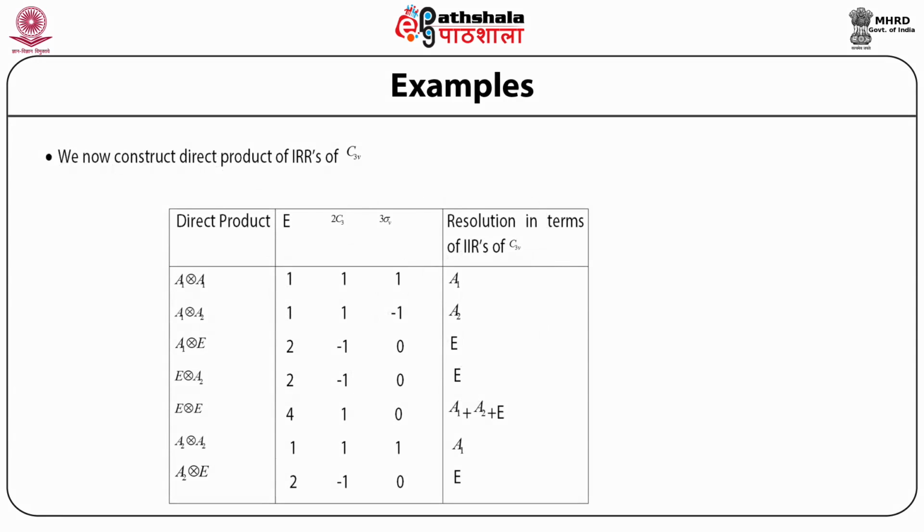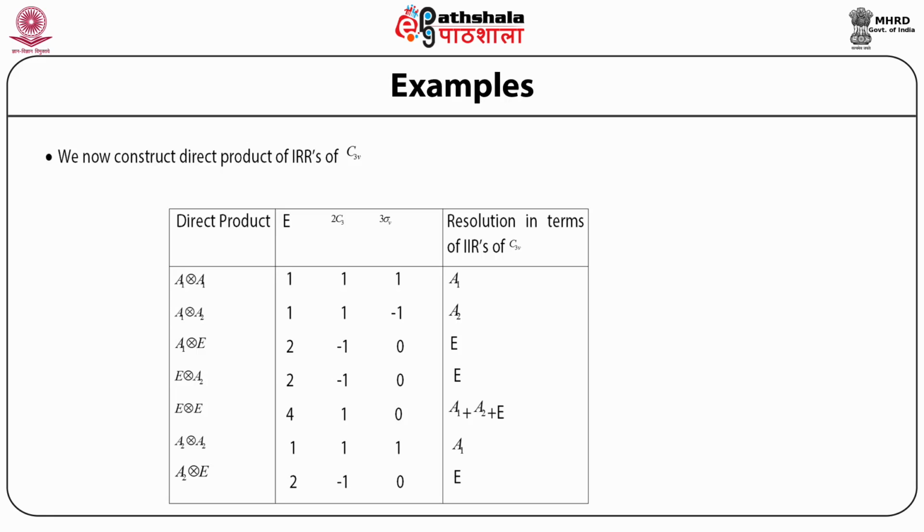We now construct the direct product of the irreducible representations. So, for example, A1 cross A1 is given in the table as shown, and when we resolve it in terms of the irreducible representations of C3V, we find that A1 cross A1 is equal to A1, A1 cross A2 is equal to A2, A1 cross E is E, and likewise E cross A2 is E. E cross E is A1 plus A2 plus E, and A2 cross A2 is A1.